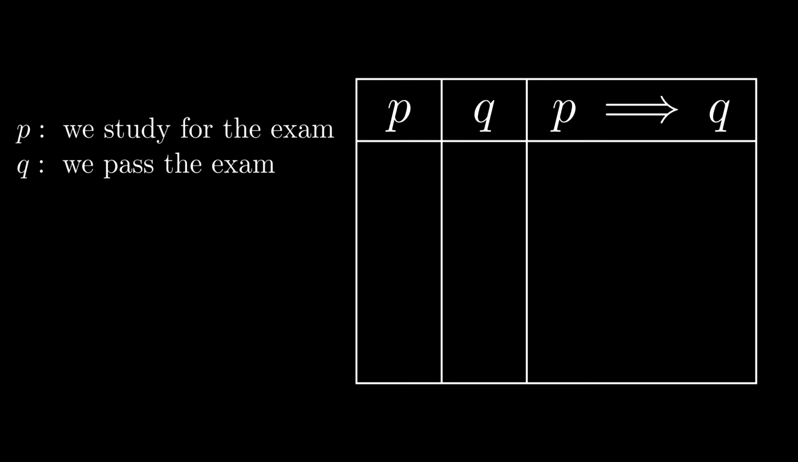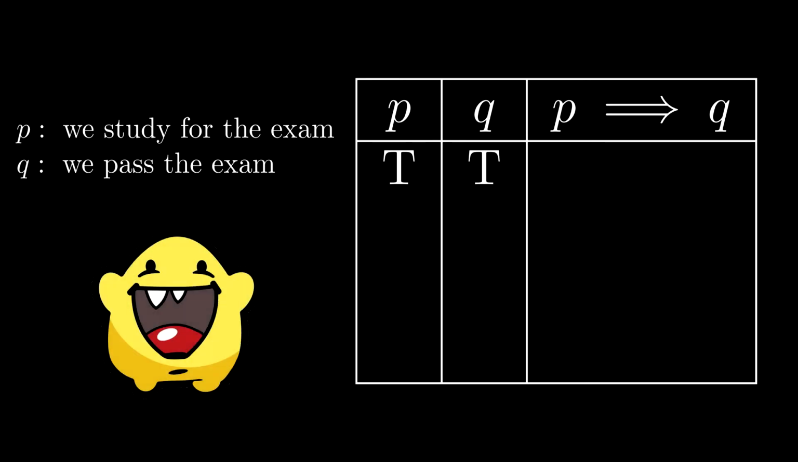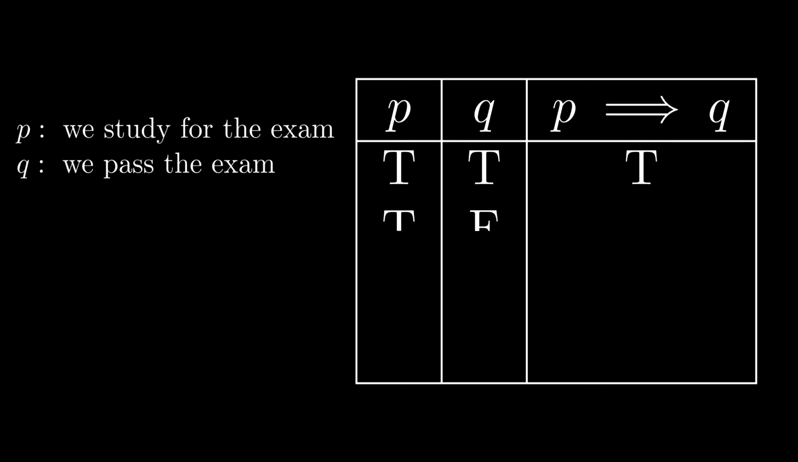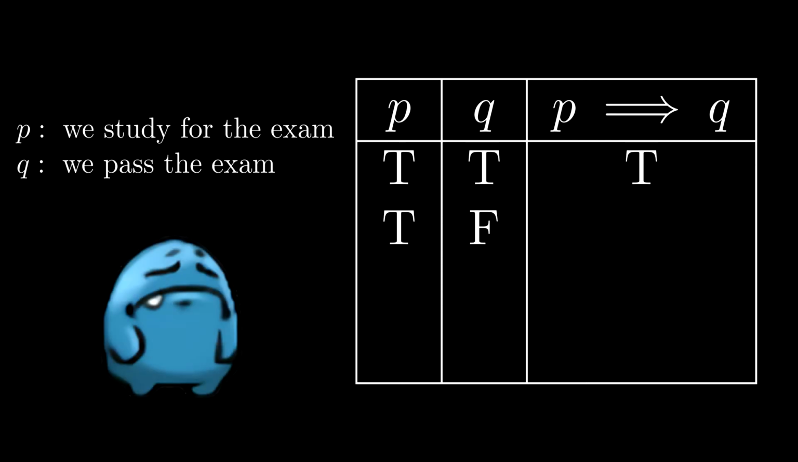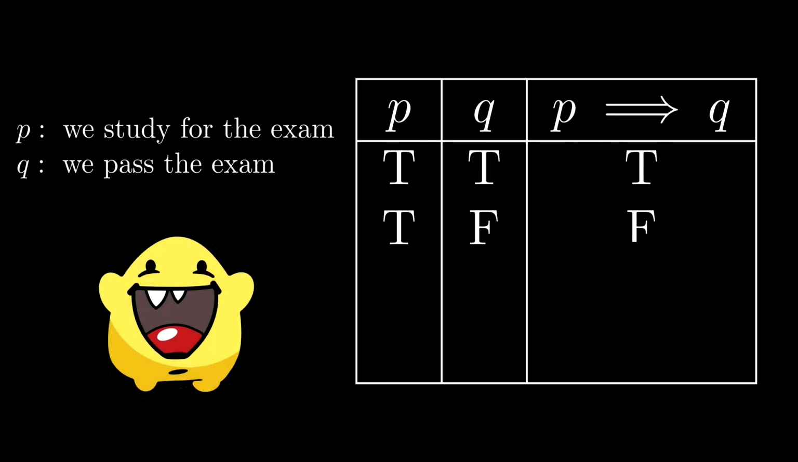Consider the case where P and Q are true. Then the statement reads as, if we study, then we will pass, which is exactly what we're guaranteed, so we write true. If P is true but Q is false, then the statement reads, if we study, then we will fail, which is exactly the opposite of what we were guaranteed, and so we write false.